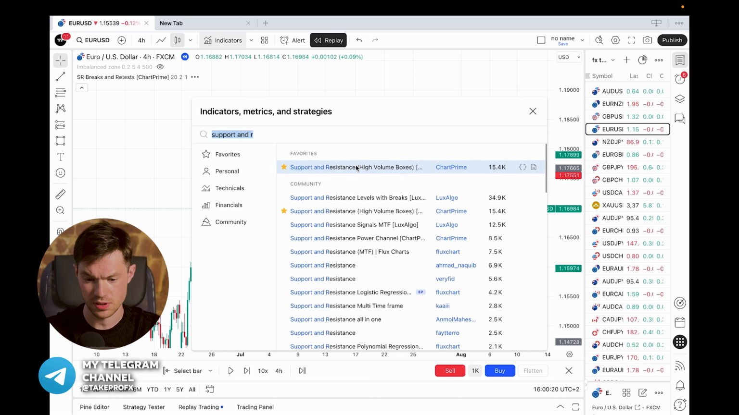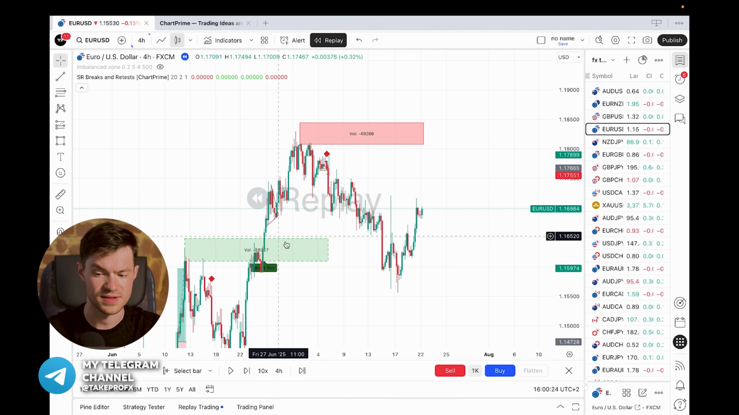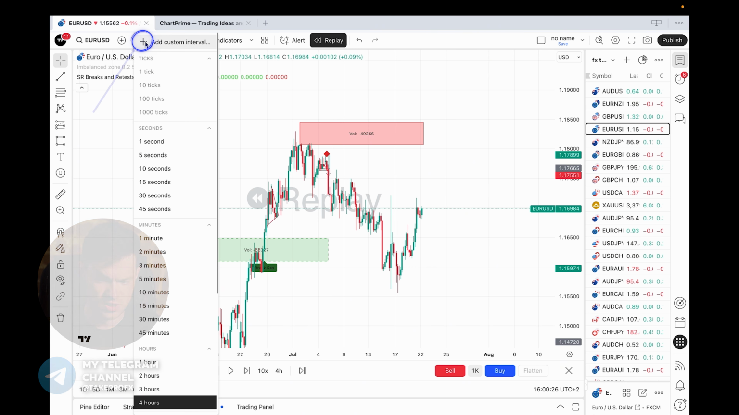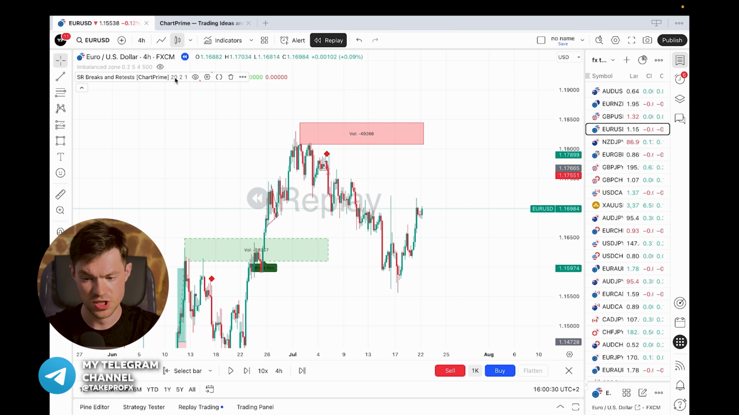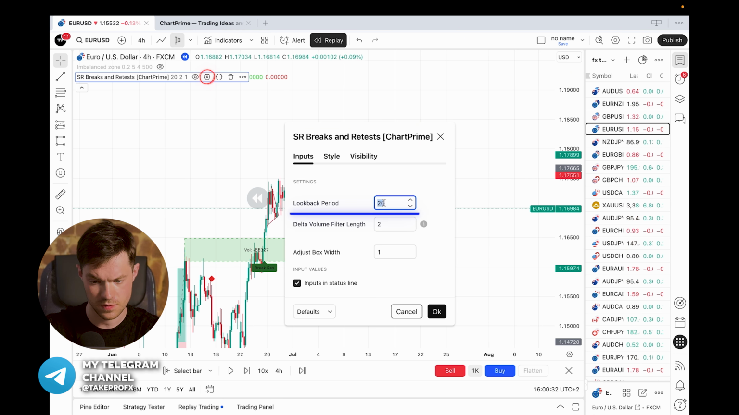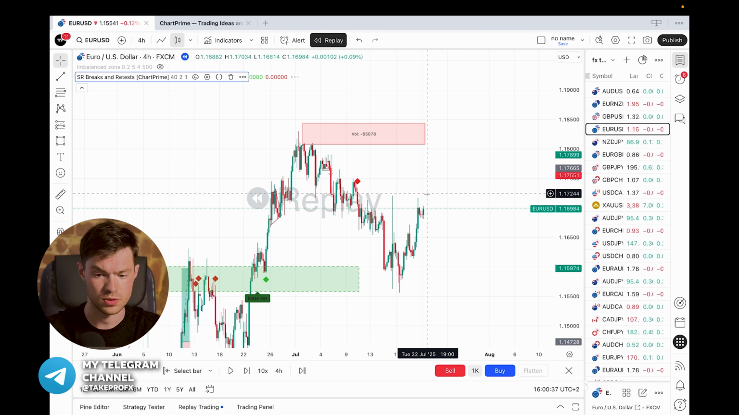You add it with a simple click, and now you need to adjust it a little bit so that this indicator on the older time frame, such as 4 hours, 1 hour, works a little bit more correctly. I change the period from 20 to 40. This allows me to find more global and important levels on the chart.